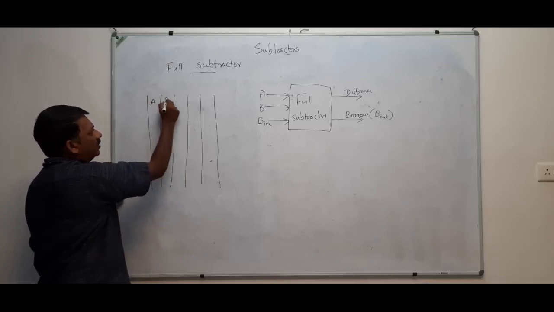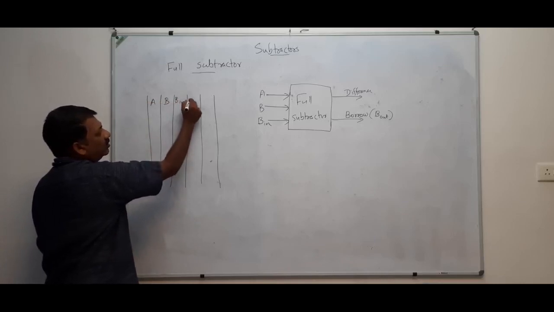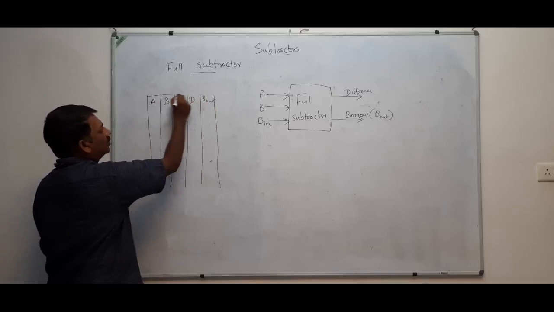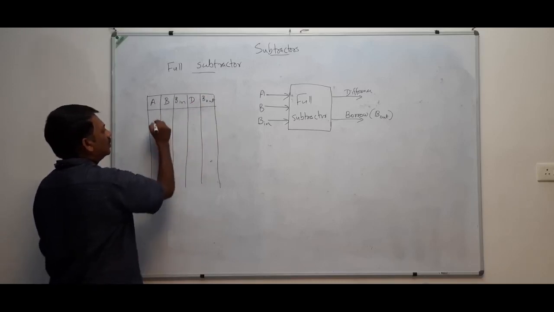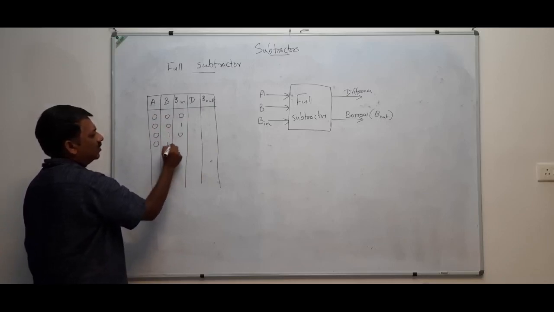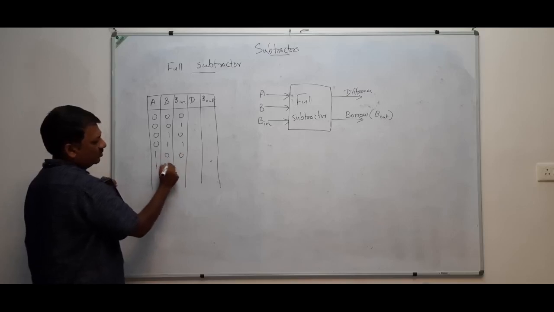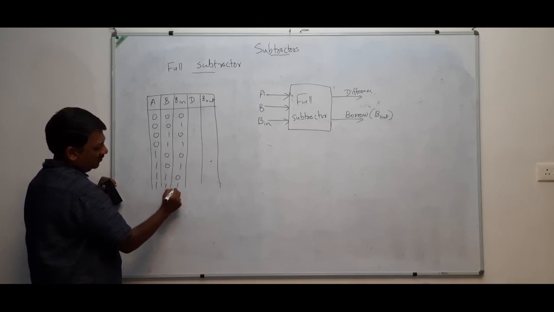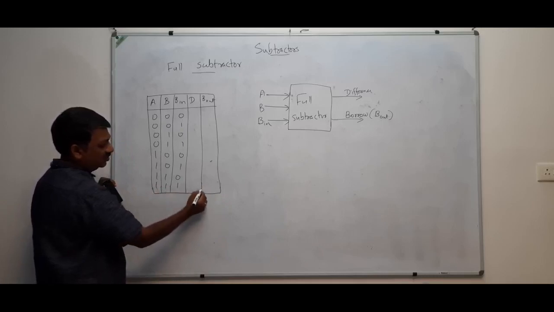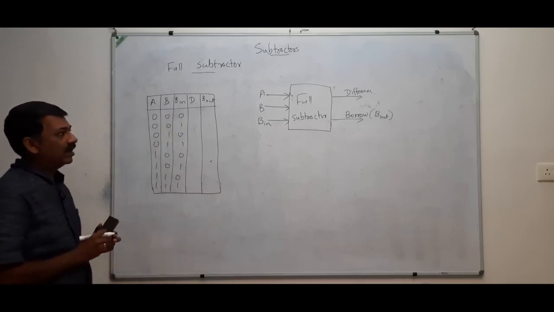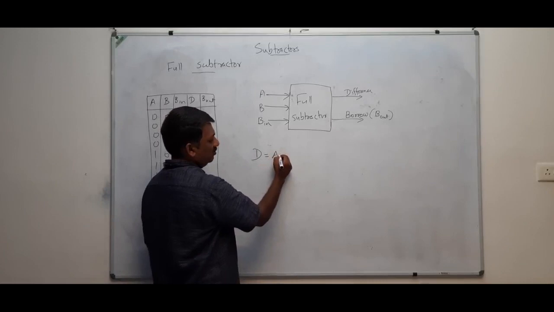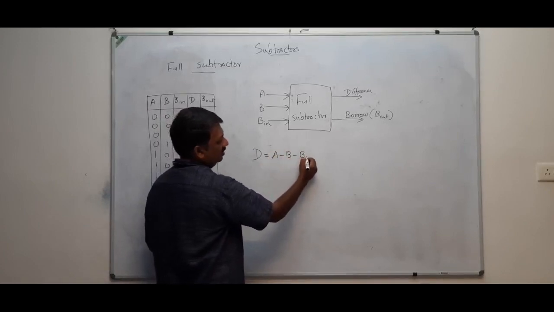A, B, borrow in, this is the difference, and this is borrow out. 0 0 0, 0 0 1, 0 1 0, 0 1 1, 1 0 0, 1 0 1, 1 1 0, 1 1 1. These are the different combinations of ones and zeros for A, B and borrow in. The difference is equal to A minus B minus B input.